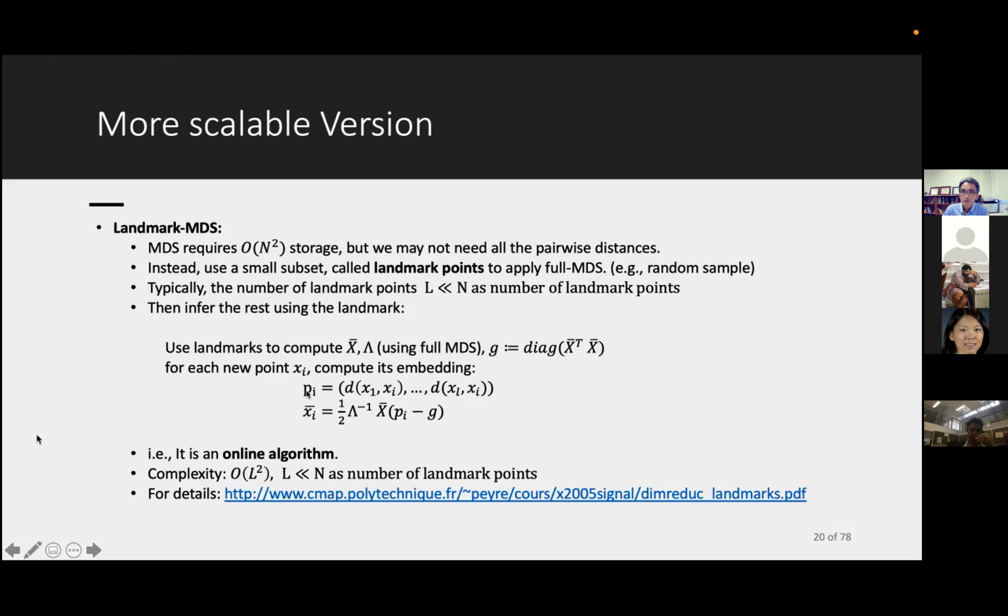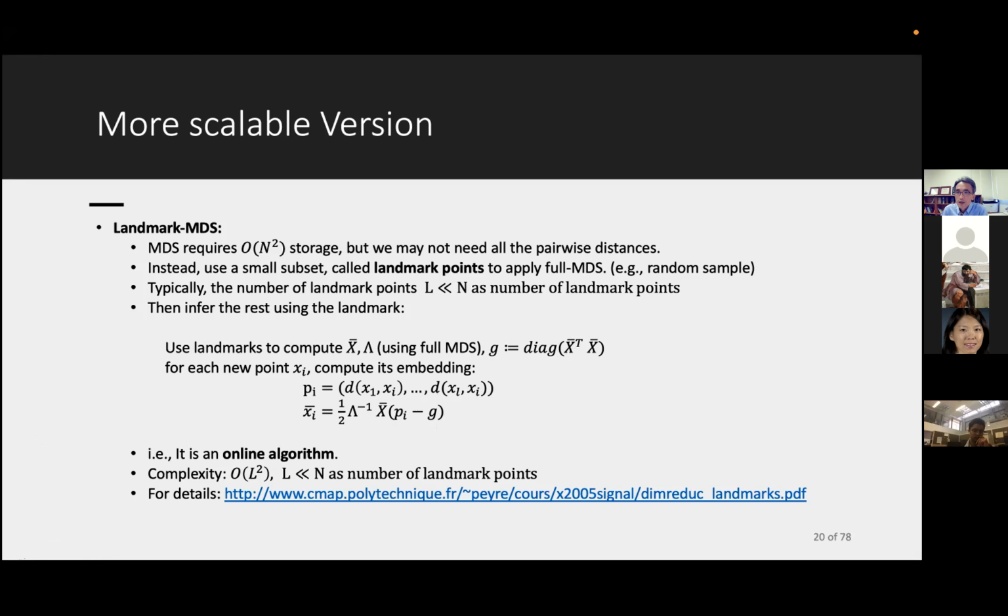So let's see. What is PI? PI is, given a new point, I want to find the distance between it and the landmarks that I already found. So that's PI. And the G is the diagonal of the landmark. Basically, this is the gram matrix for the landmark points. So G is the diagonal between X bar transpose and X. So here your assumption is that G is a gram matrix between the landmarks.